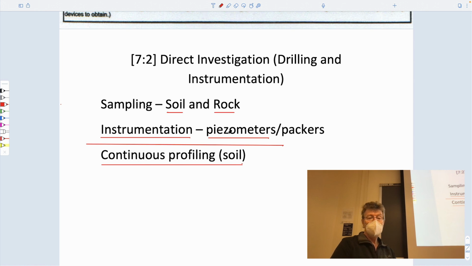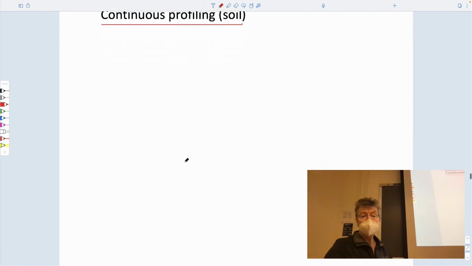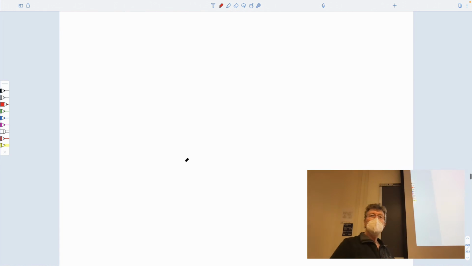And you can use that profile to say something by proxy about the materials that you've gone through, and perhaps say something about their physical characteristics like permeability. And I'm pretty sure that some of these profiling tools allow you to leave the tool in the ground and to leave a piezometer at the very base of it, which can then be used for the same things that we've talked about previously. And so that's it.